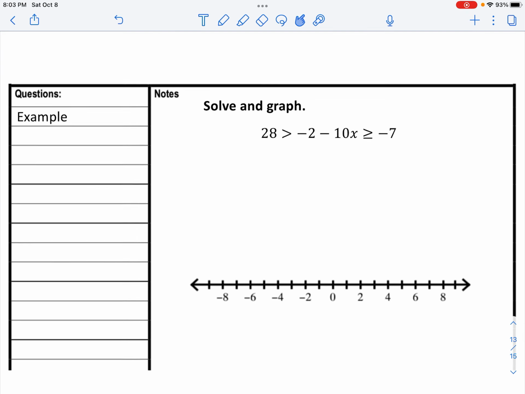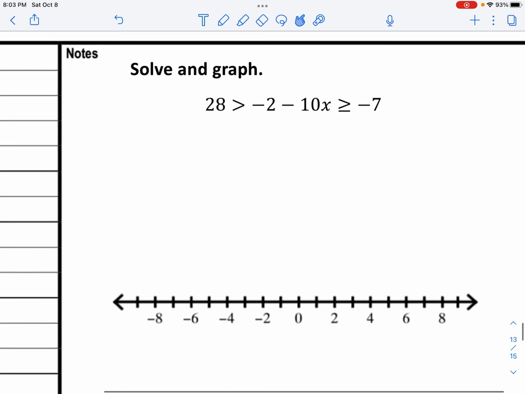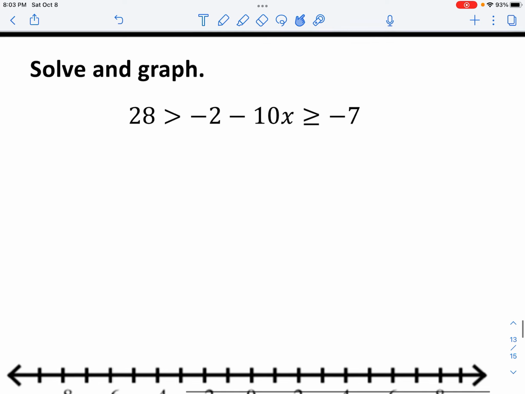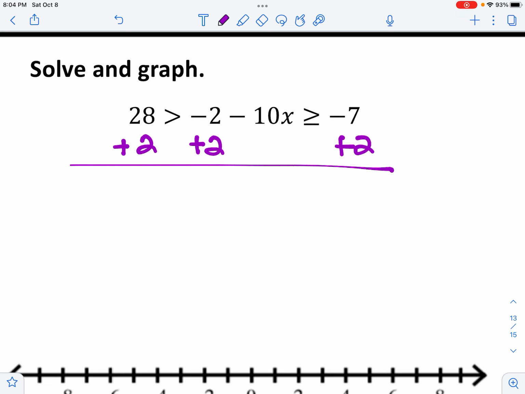But sometimes they get weird. So this is the last thing that I'll go through. Again, if you want to split it apart and that makes more sense to you, go for it. But I like to keep them together because it's just faster. So I'm going to solve this in the same way I just did the other one. Remember, you're trying to get this x by itself. So if you're trying to figure out what you should do, you can ignore this to begin with and then just go from there. But in this case, it's add 2, and then I would add 2 here. Because I have 2 inequalities, I'm going to add it on the other side as well. So now I have 30 greater than negative 10x greater than or equal to negative 5.